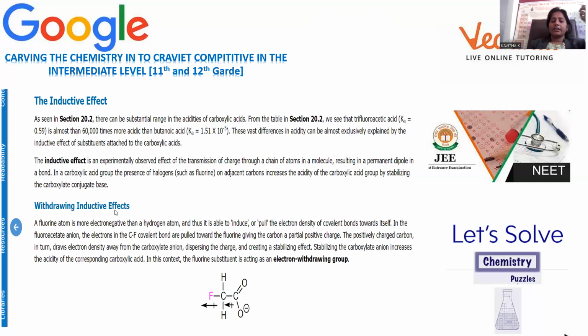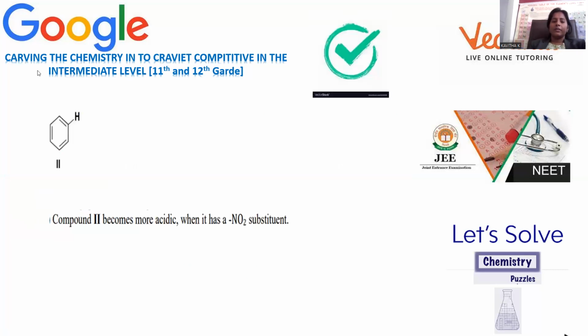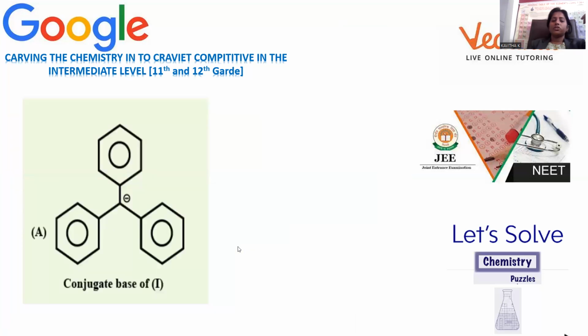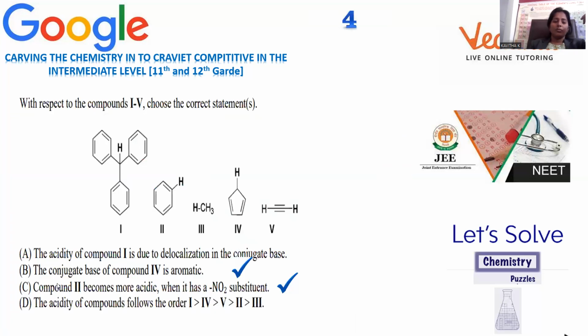Whenever the withdrawing inductive effect increases on the given compound, its acidic nature strongly increases. That is the fundamental thing, so benzene will become more acidic as nitro substitution increases. That is because of the withdrawing inductive effect. So option number C is also the correct answer.